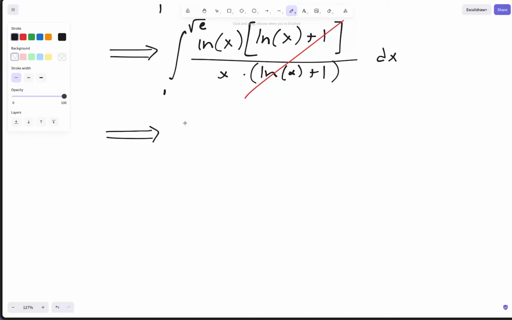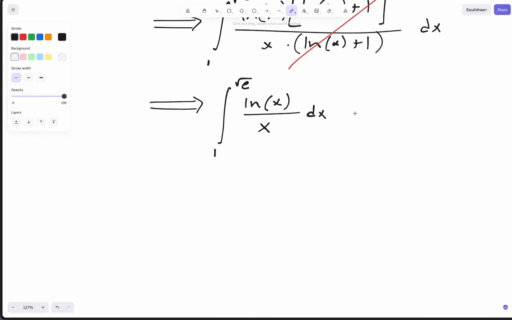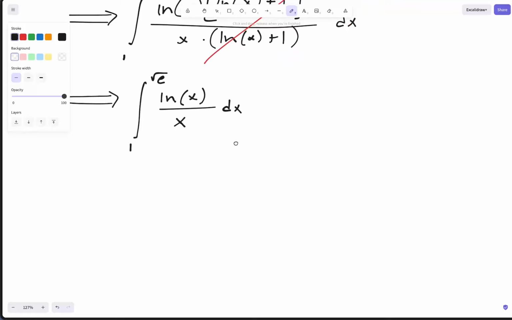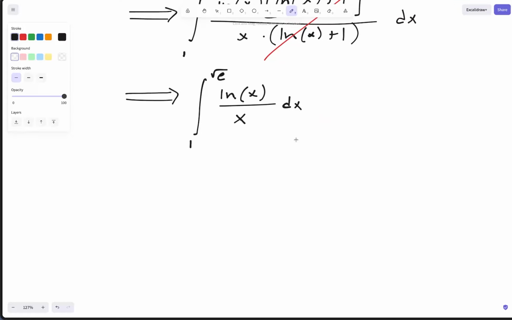So we're just going to rewrite this simplified: the integral from 1 to square root of e, and we'll just have the natural log of x over x dx. And this is a much more approachable integral. So what we're going to do is try to use a u-substitution here.